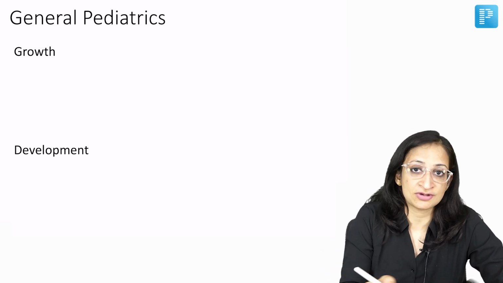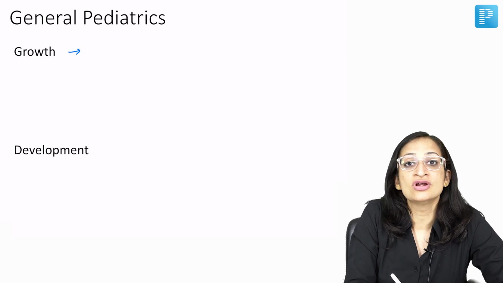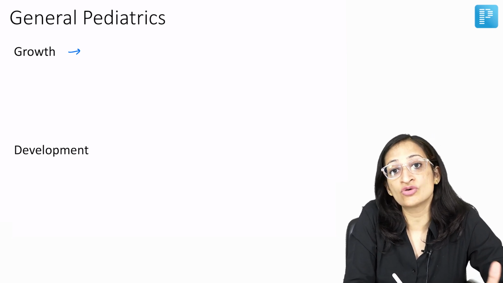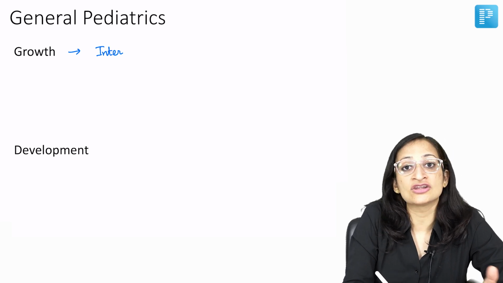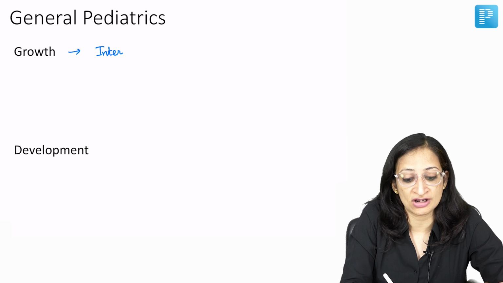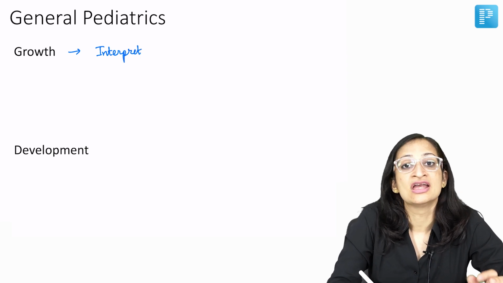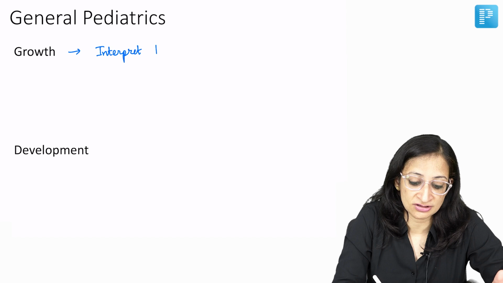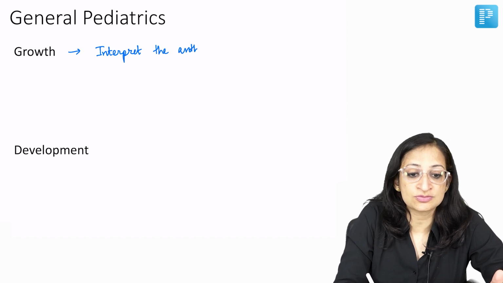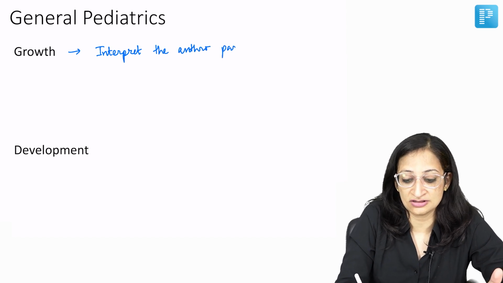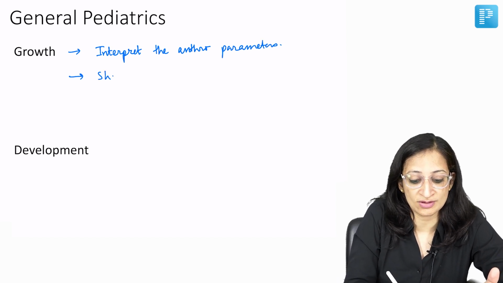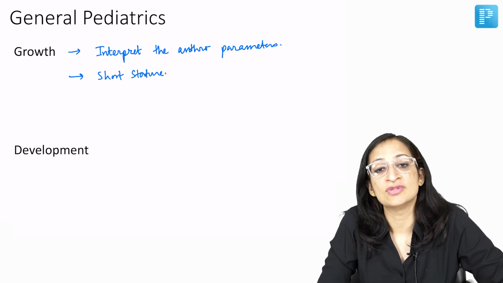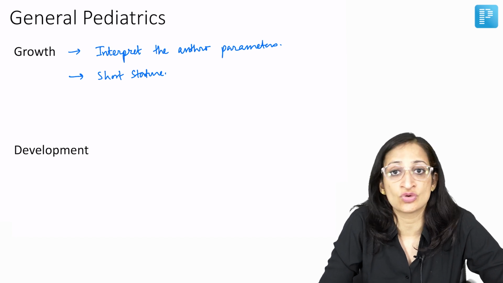So in the growth chapter, you need to have an idea about how normal growth happens. So, you should be able to interpret the anthropometric parameters provided. So if you're provided with a growth chart, you should be able to plot on it and interpret it. Okay, anthroparameters. And you also need to know a little bit about short stature and the important conditions where you get short stature, like achondroplasia, familial short stature, constitutional delay of growth and puberty.